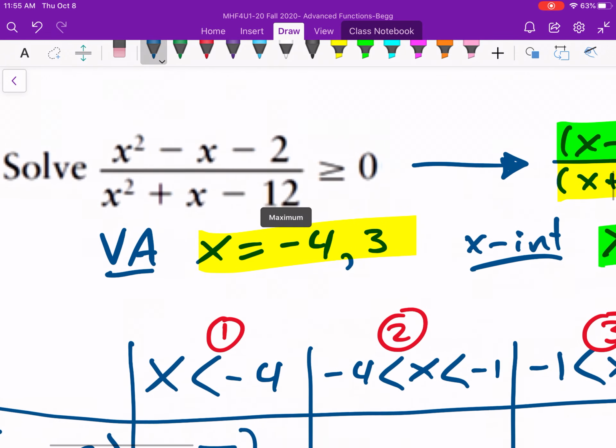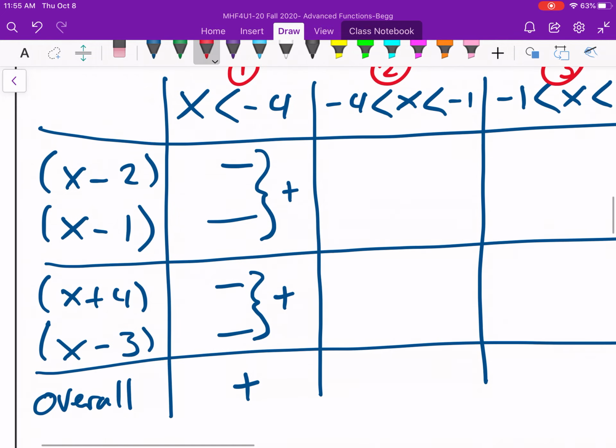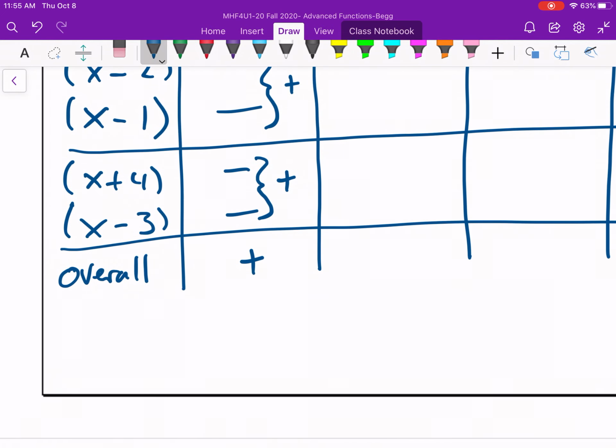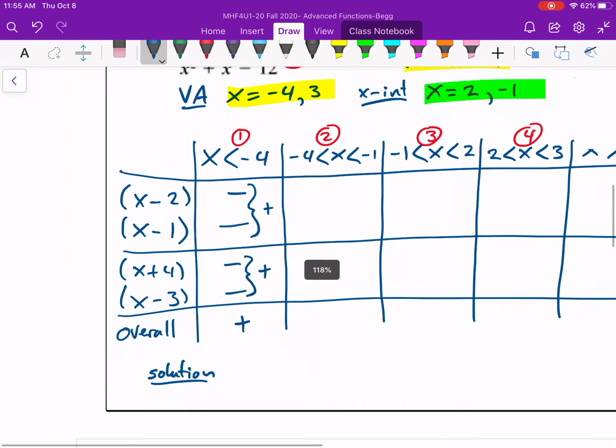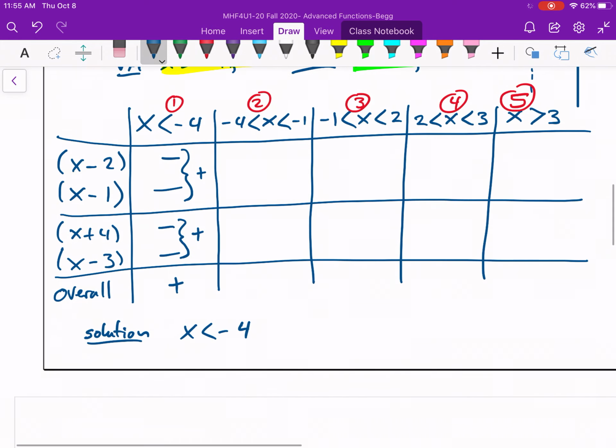And we're looking for places where the graph is above the x-axis, right? We're looking for greater than. So the way I can interpret this is that it's one of the sections I want. So the solution is that x less than -4 is part of my solution. Let's go on and look at some other parts.